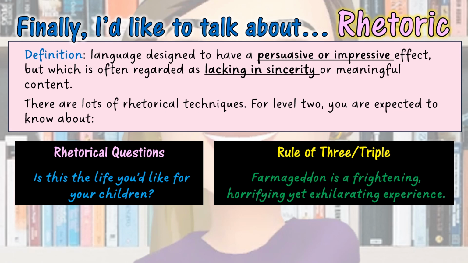Rule of 3 or triple. This is when I list 3 things, such as 3 adjectives. In my example, I have Farmageddon is a frightening, horrifying, yet exhilarating experience. When you list 3 things rather than 2, it adds extra emphasis and therefore is more persuasive.